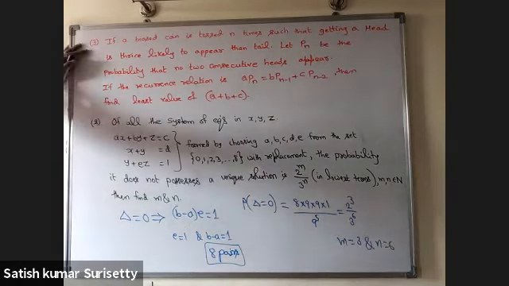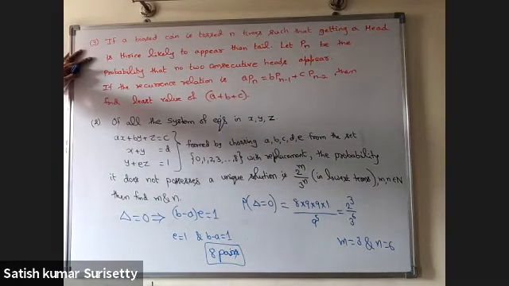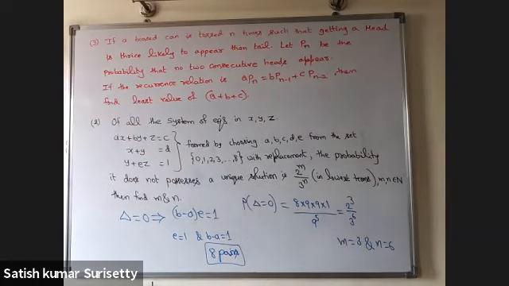Third problem. If a biased coin is tossed n times such that getting a head is thrice as likely to appear as a tail, let Pn be the probability that no two consecutive heads appear. If the recurrence relation is A Pn equal to B Pn minus 1 plus C Pn minus 2, then find the least value of A plus B plus C.